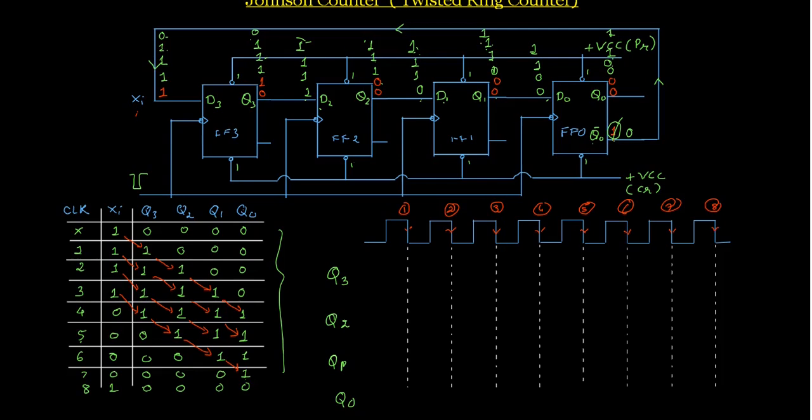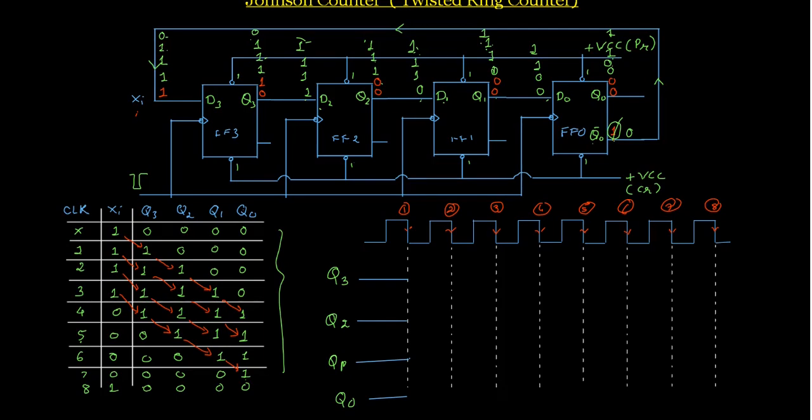So initially all the flip-flops are in a reset condition. So here the output Q3 will be 0, Q2 is also 0, Q1 is also 0, and Q0 is also 0. Now when the first negative edge is coming, at that time Q3 becomes high, and Q2, Q1, Q0 are 0, 0, 0.